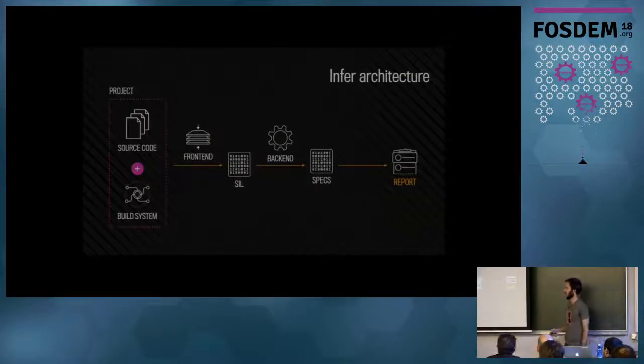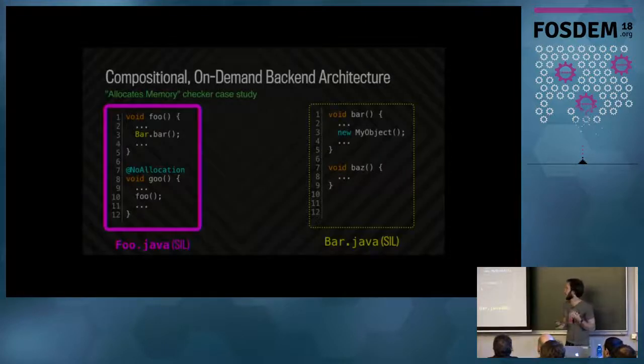So that was the front end. Let's look at the back end now. The back end takes procedures that were translated by the front end, and it tries to find specifications for them. There are many analyses in Infer, as I said. They're all based on the same architecture that is compositional and on demand.